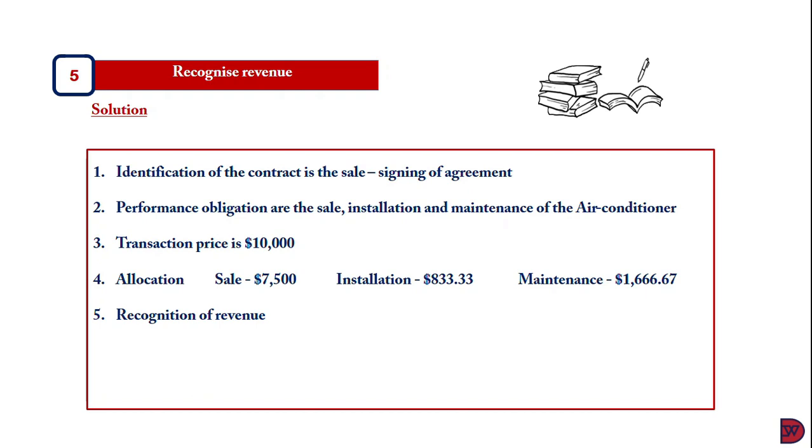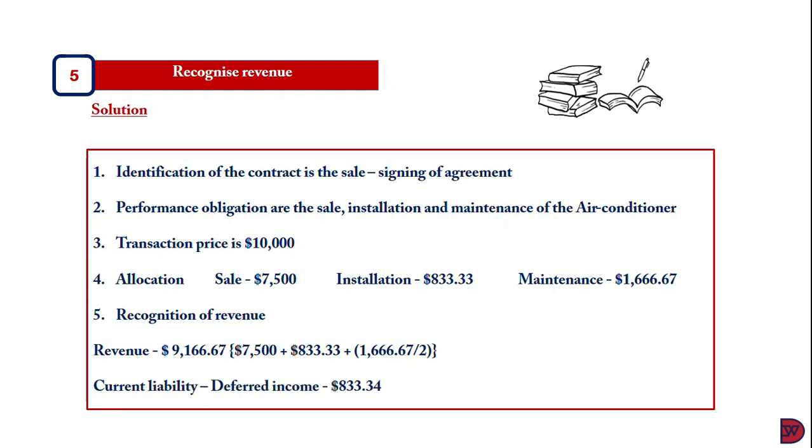So when we are to recognize revenue, we will charge $9,166.66 to revenue, which will be the allocated price for the sale and installation, which happened within the year. Then half of the maintenance, because it is 2 years. Then we come to the statement of financial position. Then the other half will be in the current liability as deferred income.